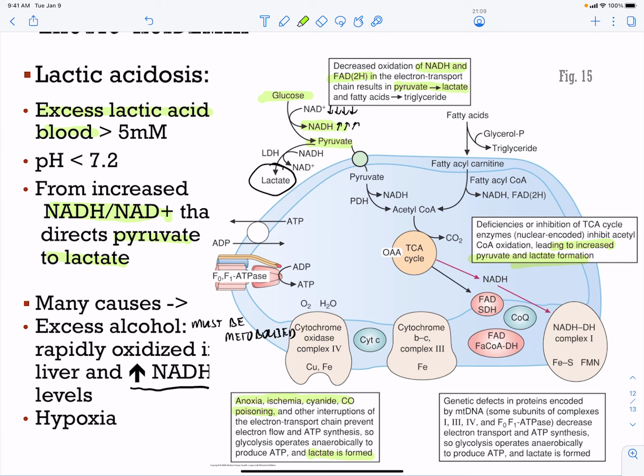You can have some genetic defects in mitochondrial DNA, so we're going to talk about different complexes, but if these defects don't allow you to metabolize the carbon coming into the mitochondria fast enough, those carbons are going to have to leave and they're going to go to the cytosol, and then you're going to form more lactate.